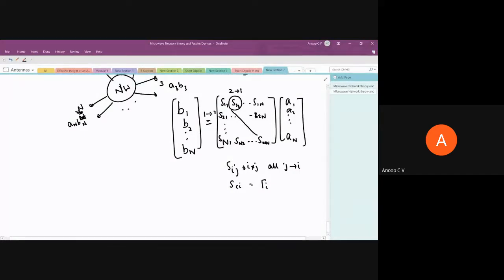Now, next what we should do is express different types of losses like insertion loss, transmission loss, reflection loss, and return loss in terms of S parameter. That we'll do in the next class, maybe. Then we have to study the properties of S parameter. With that, this S parameter part will be done.